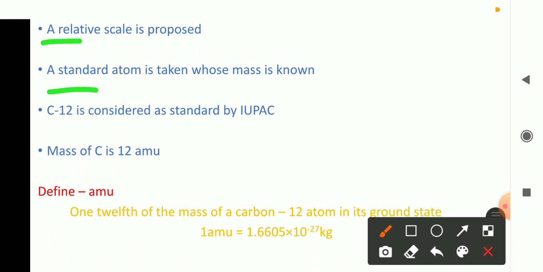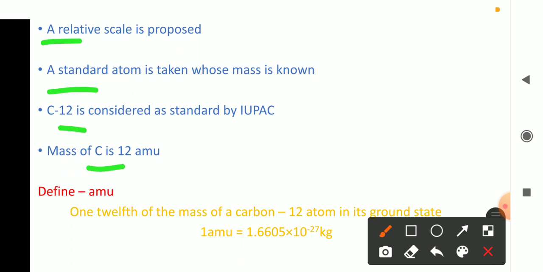Then the answer was given by IUPAC. We know about IUPAC. What is IUPAC? International Union for Pure and Applied Chemistry. So the IUPAC has considered the atom of carbon as the standard atom. So carbon 12 is considered as the standard atom by IUPAC. That is given in point number 3, C12. Here C12 is carbon 12, and it is considered as the standard atom by IUPAC. So it is also called standard as well as reference. So with reference to this carbon 12 mass, we have to find the masses of the remaining atoms. And the mass of this carbon 12 is 12 AMU.